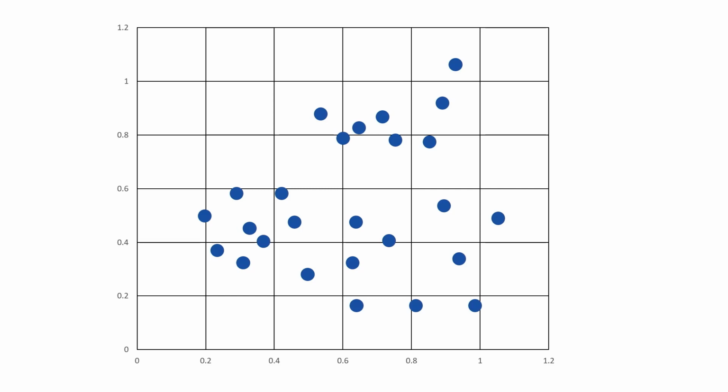Next, we decide how many clusters we want to create, and we call this k. And we plot k points at random locations to represent the center points of our clusters. In this case, k is 3, so we're creating 3 clusters.